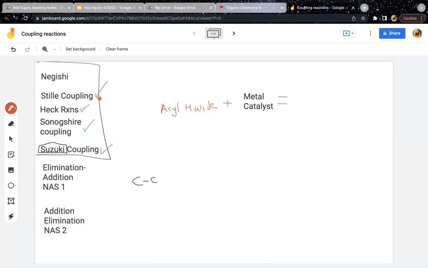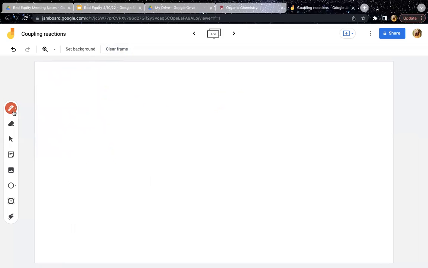And then finally, we're going to talk about Negishi coupling before we get into our nucleophilic addition substitution reactions. So for Negishi, we'll come over here. Negishi is pretty easy to remember because it's the only one that uses zinc. It uses zinc bromide. So for Negishi, and I forgot to write the other one up here, but let me quickly type it so you guys can see it.